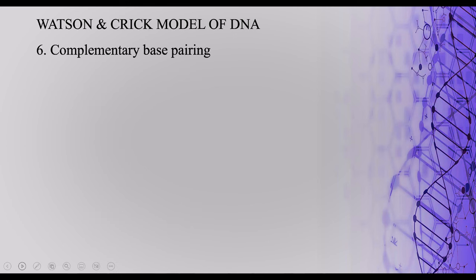So the next feature is about complementary base pairs. What is meant by complementary? It means something going together with, right? For example, if we take the nitrogen bases, A will always pair with T and C will always pair with G. We know that adenine and guanine are purines, and cytosine and thymine are pyrimidines. So purines will always be paired with pyrimidines.